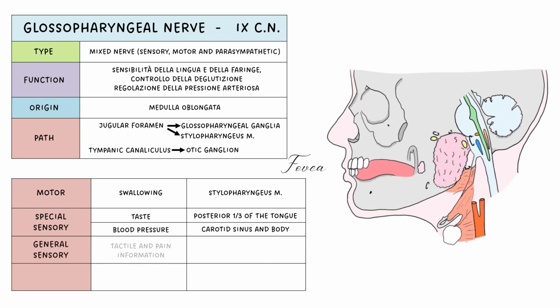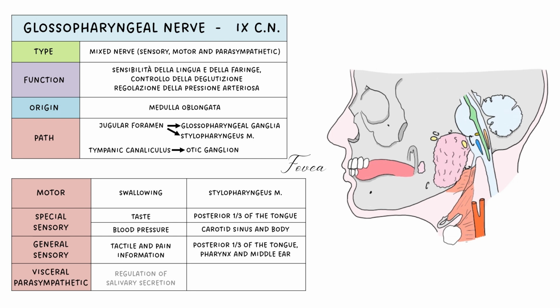The general sensory component originates from the receptors in the mucosa of the posterior third of the tongue, the pharynx, the palatine tonsil, and the middle ear. The information travels through the jugular ganglion, passes through the jugular foramen, and terminates in the spinal trigeminal nucleus.